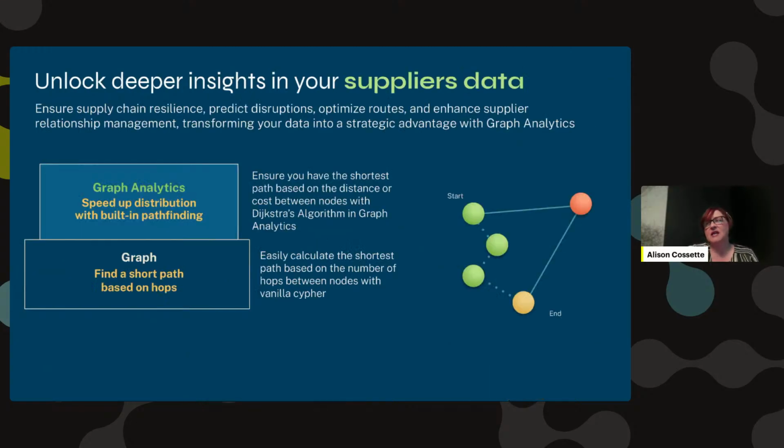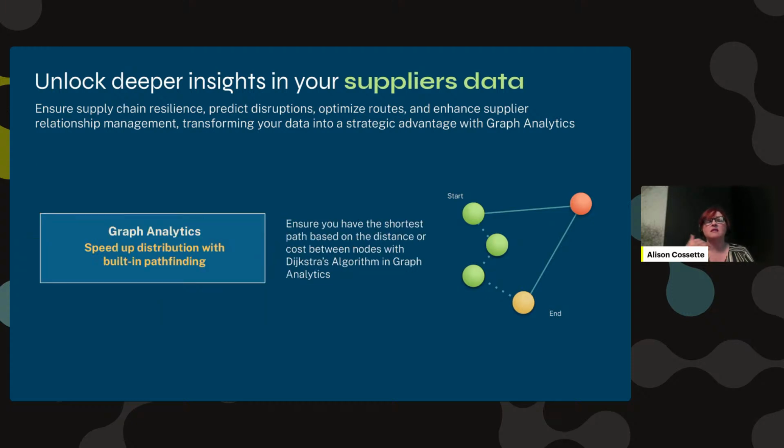Natively in Cypher, you do have one version of the shortest path. So you can easily calculate, for example, what's the shortest path between one location and another. But it's not always just about the location, right? It's about what is the weighted path, what is the cost. So for example, we were talking about this a little bit earlier.